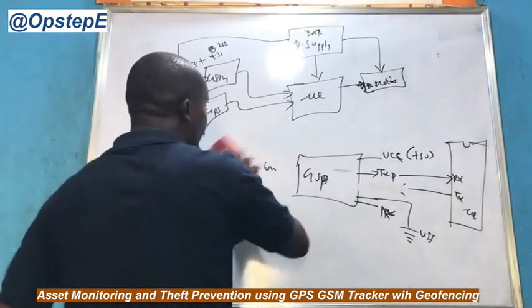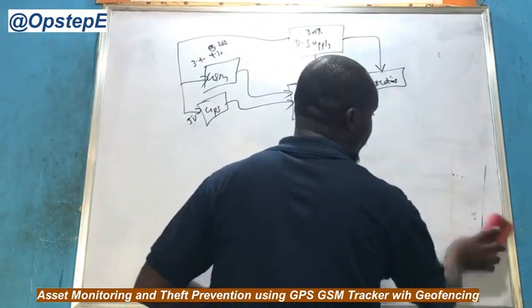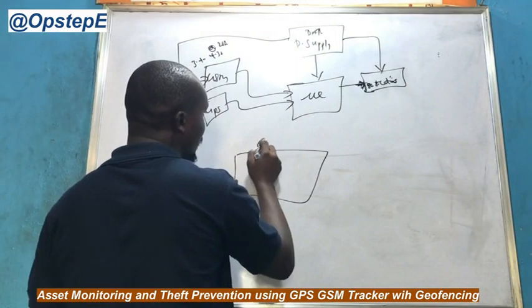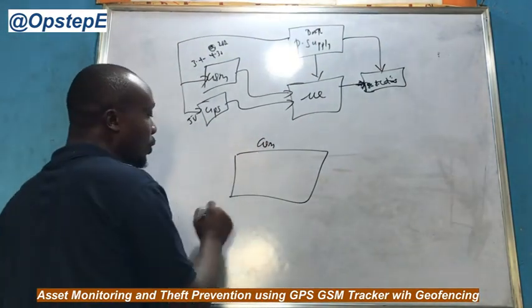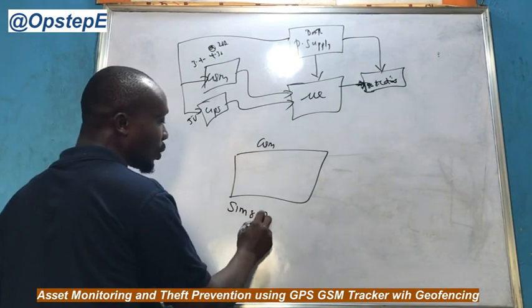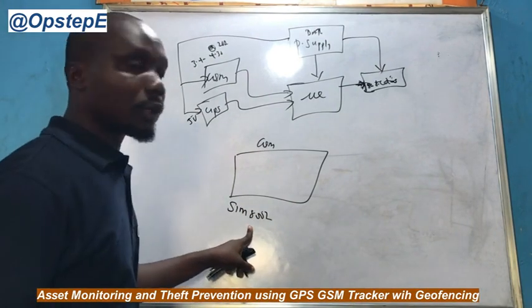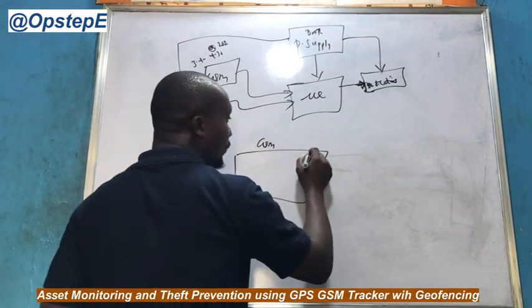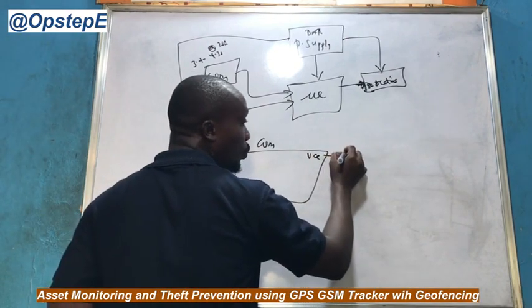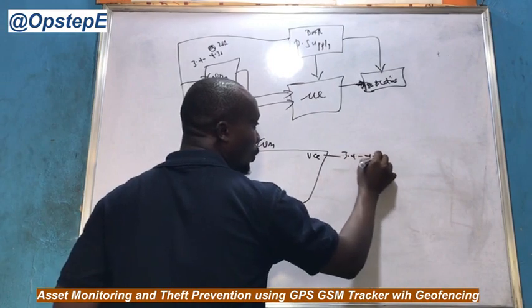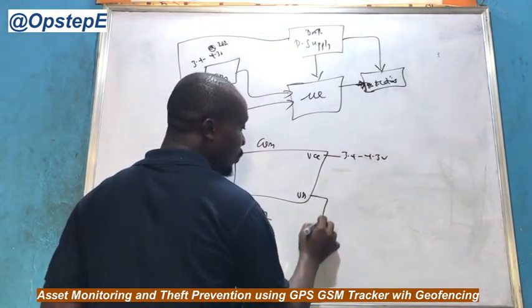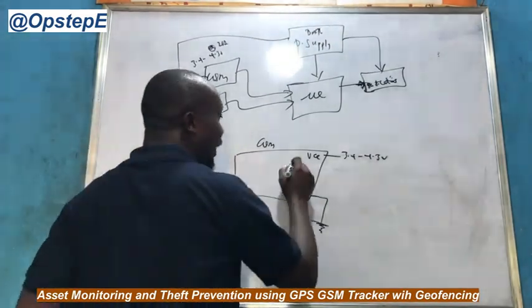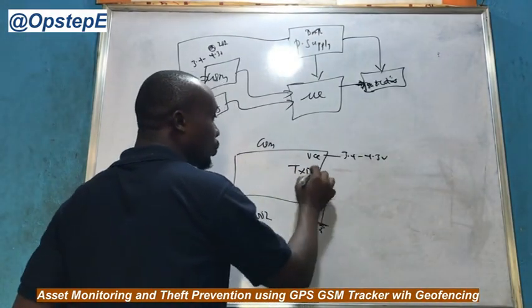For the GSM module, the GSM module you're actually using is the one called the SIM 800L. This module too has 4 pins that we will make use of. You have the VCC where you input between 3.4 to 4.3 volts. It has the VSS, which is the one you take to the zero or negative of your supply. Then it has its TXD and its RXD pin too.